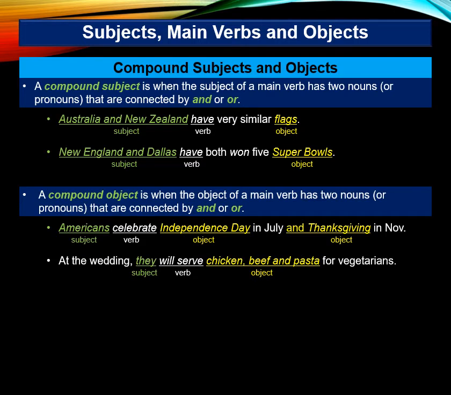At the wedding, they will serve chicken, beef, and pasta for vegetarians. So you have one verb, serve, and three objects connected by and. But once again, both of these sentences have only one clause because there's only one main verb.